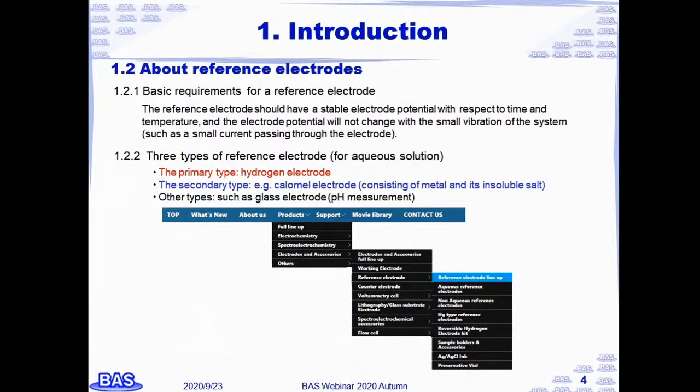Here are the types of reference electrodes. The primary type is hydrogen electrodes. The secondary type consists of a metal and its insoluble salt, such as calomel, silver chloride. BAS Inc. offers these 2 types of reference electrodes in our reference electrodes lineup. We'll show the details in the next slide.